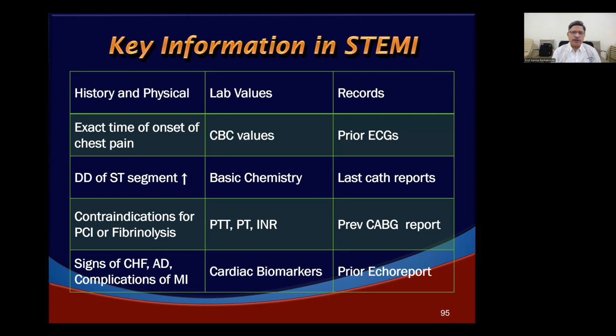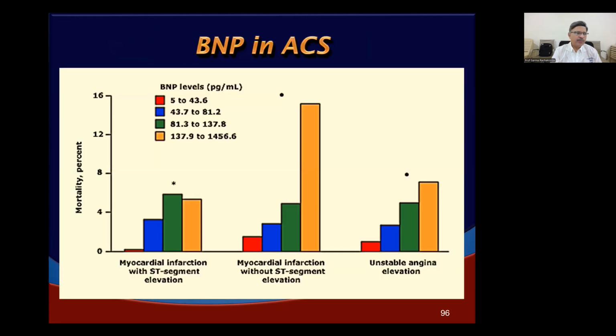Lab values: CBC, basic biochemistry, PT/INR, cardiac biomarkers. Records: ECG, cath lab report, previous CABG report, and prior echo report are also important. Now, BNP, B-natriuretic peptide in acute coronary syndrome. As you can see, myocardial infarction with ST elevation, without ST elevation, unstable angina. In all three groups, as the BNP is increasing, the higher is the risk. Particularly in ST segment elevation, larger BNP elevations have a poor prognosis.